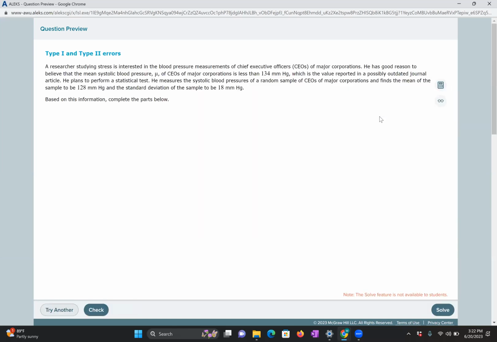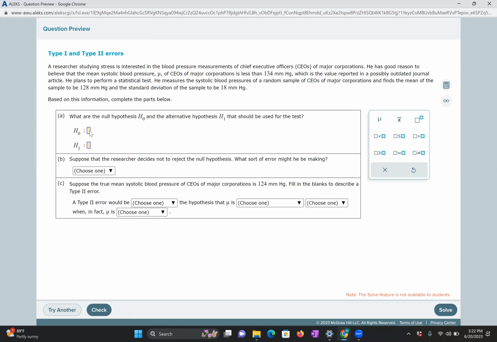Let's return to the question. We'll go back. So one more time, as we read the same question again, you would say mu is equal to 134. And here's the alternative, where you would say that mu is less than 134.